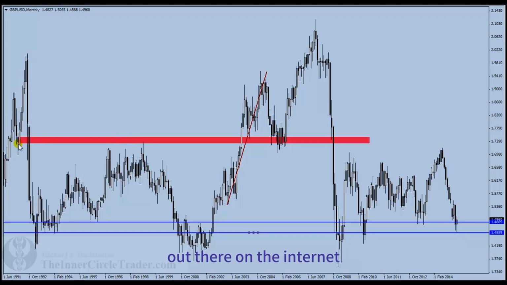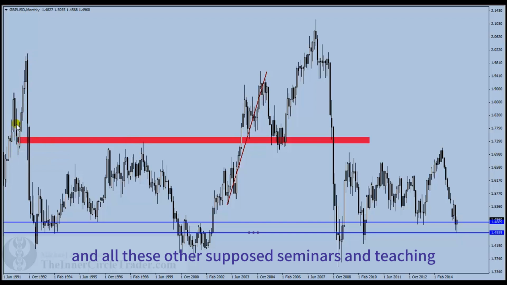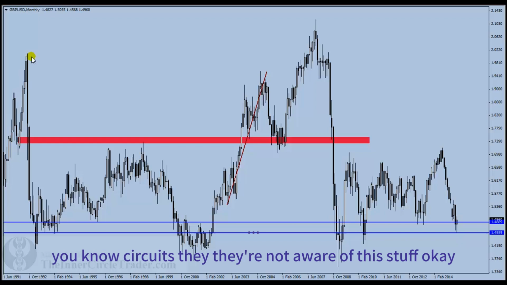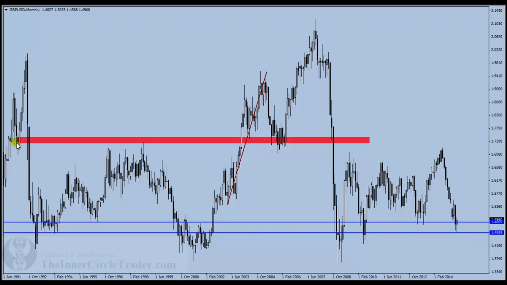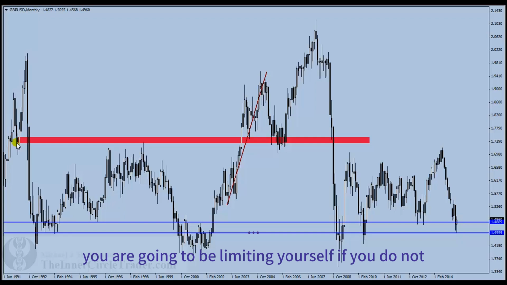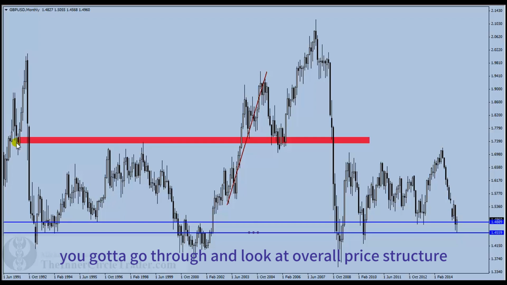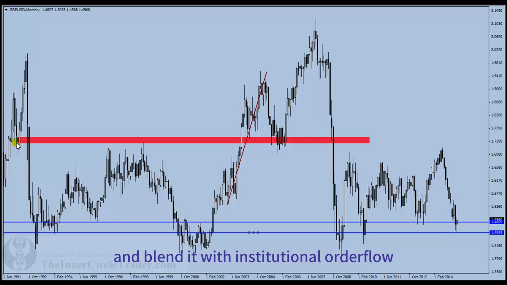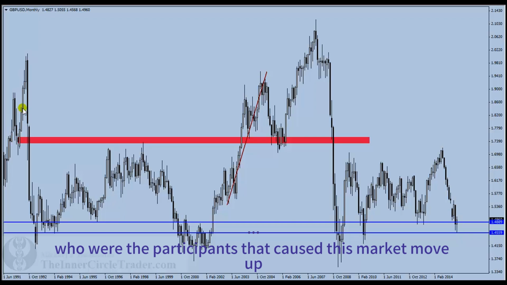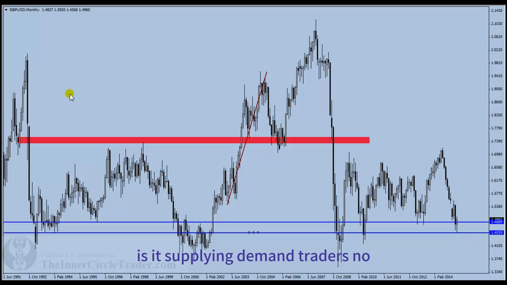Who were the participants that caused this market to move up? Is it supply and demand traders? No. Is it support resistance traders? No. Is it retail traders? No. Absolutely not. It's not Baby Pips. Okay, it's not FX Street people. It's not Forex Factory Forum guys. It's none of those people. Okay, it's banks, institutions, large firms. They are the ones that create these large extrapolated price moves.